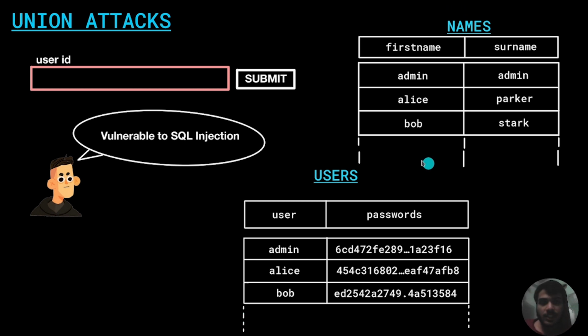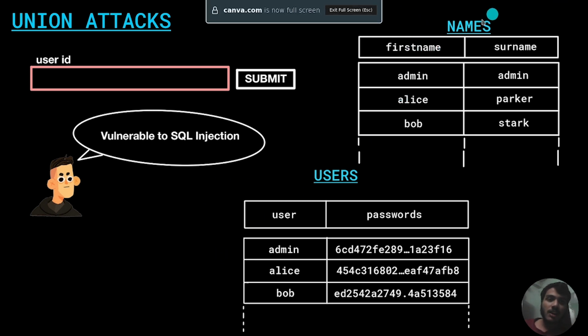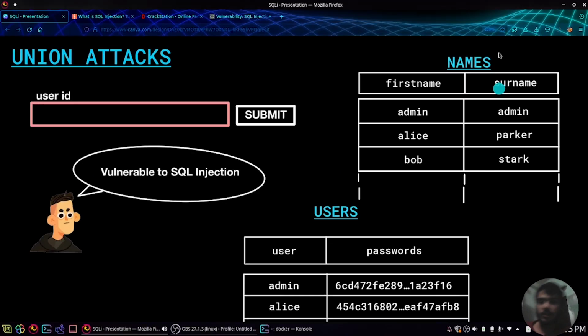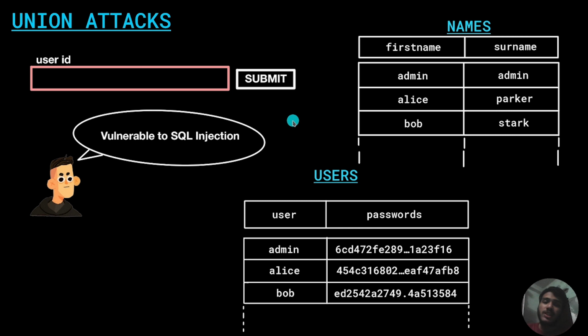As we have seen in the DVWA, there is a user ID field where you can provide an ID, suppose 1, 2, 3, 4, 5, and there is a submit button, and we have already checked that it is vulnerable to SQL injection. There are two tables, that is names and users. In the names table we have two columns, that is the first name and the surname. So let us study the union attacks in much more detail.